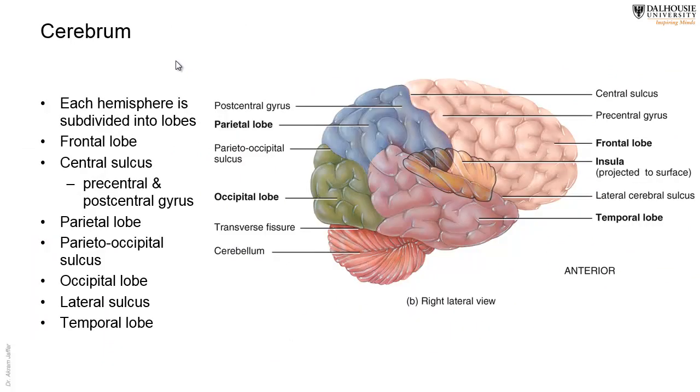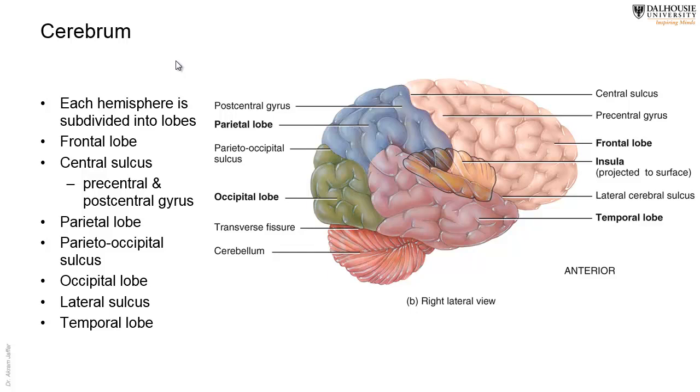And then each cerebral hemisphere is subdivided into lobes. And these lobes have the names of the bones of the skull that are close to them. Remember, we have the frontal bone, parietal bone, occipital bone, and temporal bone in the calvaria of the skull. So here we have these lobes of the brain: the frontal lobe, parietal lobe, occipital lobe, which is located posteriorly, and then inferiorly we have the temporal lobes.